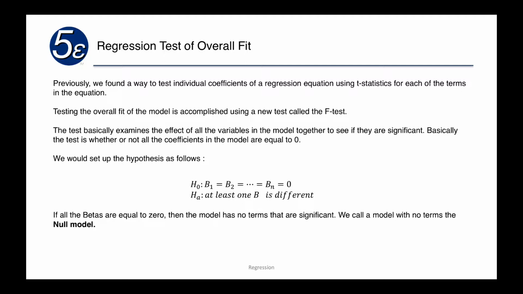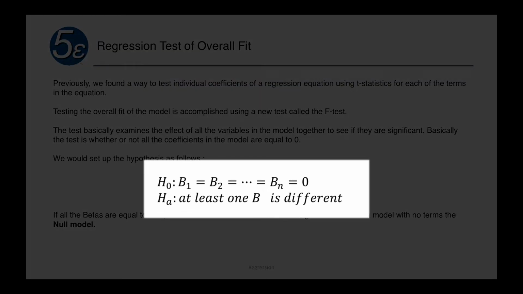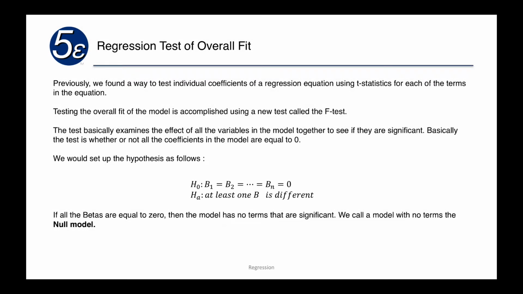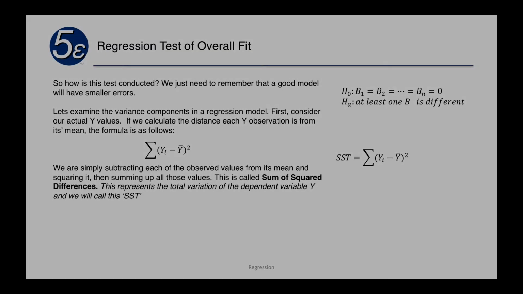So what we're looking for is whether or not all of the coefficients in the model are equal to 0. We set up our hypothesis test like this. H0 is beta 1 equals beta 2 equals any number of beta n's equals 0. So our null hypothesis is that all the betas are 0. Our alternative hypothesis is that at least one beta is different. If all the betas are equal to 0, the model has no terms that are significant, and we call this the null model. So how do we conduct this test?